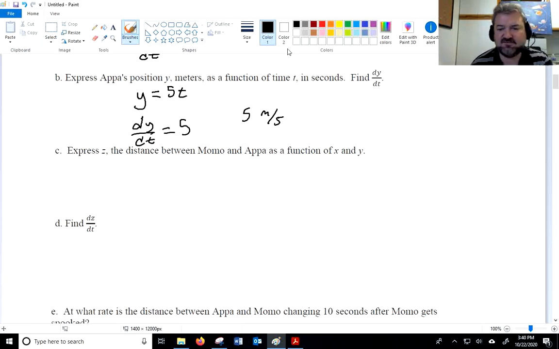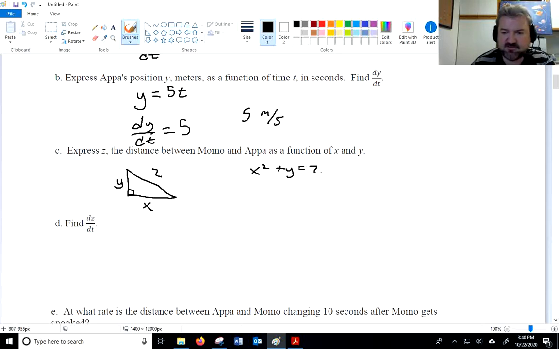Now let's express z, the distance between Momo and Appa, as a function of x and y. Well, remember the problem said that Momo is traveling east, and his position east we can describe as x. And Appa is traveling north, which we'll describe that position as y. The distance between Momo and Appa, then, is z. And this makes a right triangle. And we know that the relationship between x, y, and z can be found with the Pythagorean theorem, x squared plus y squared equals z squared.